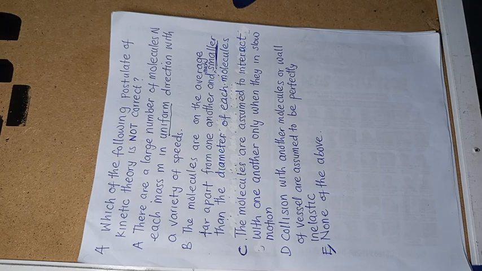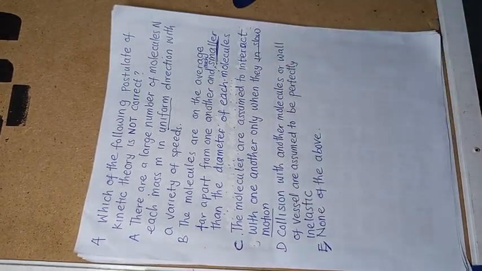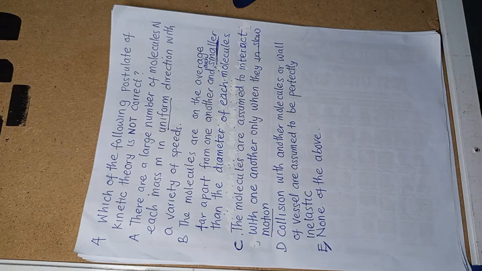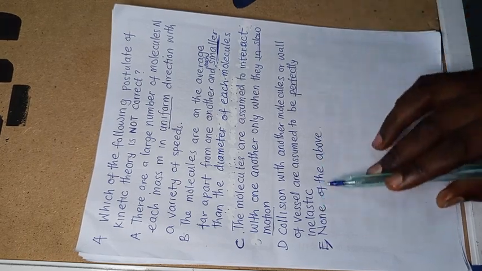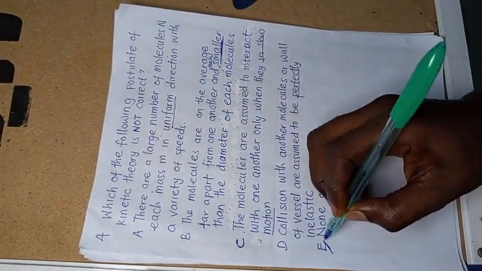Now the next one says that the molecules are assumed to interact with one another only when they are in slow motion. No, not slow motion. Only when they collide. So that one is wrong. Collision with one another, molecules or wall of vessels, are assumed to be perfectly inelastic. No, it's perfectly elastic. So this one is wrong, this one is wrong, this one is wrong. That means all of them are not correct. So E will be correct. Please take note of that.